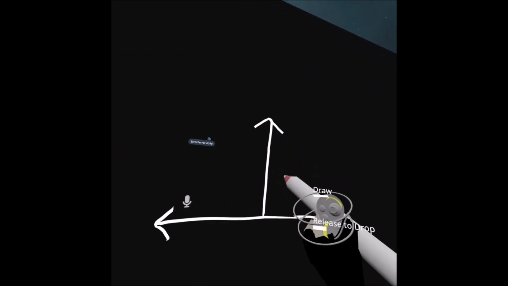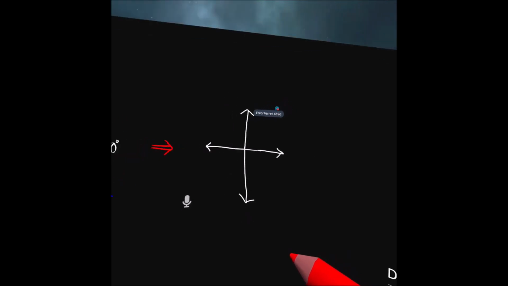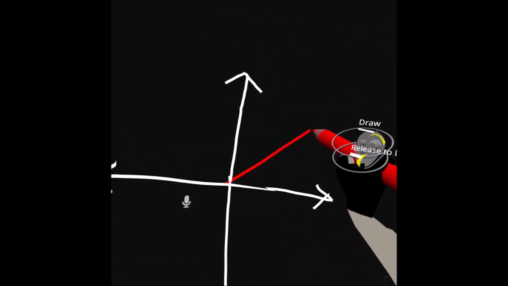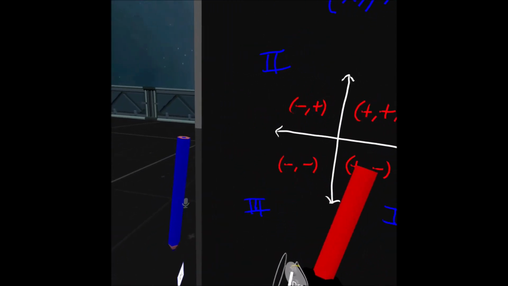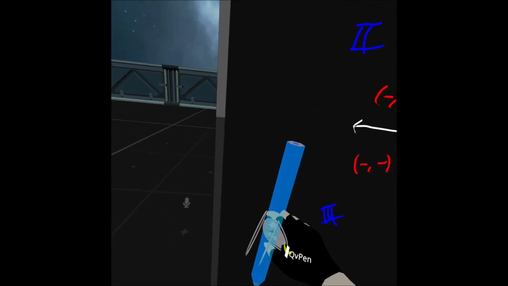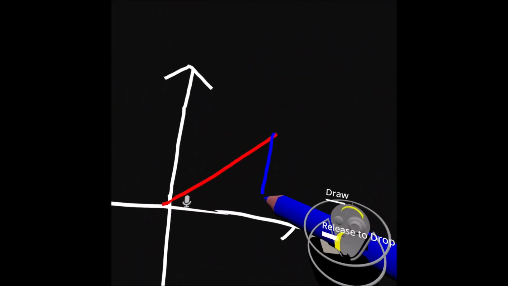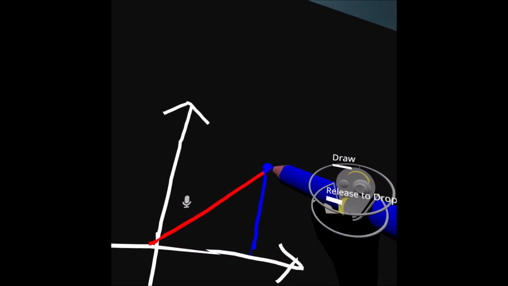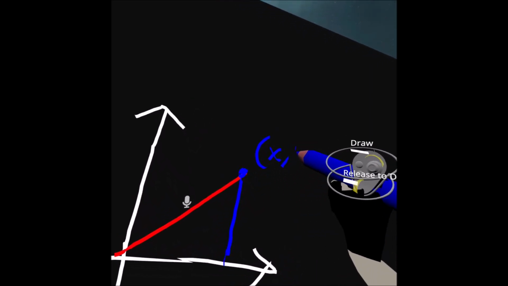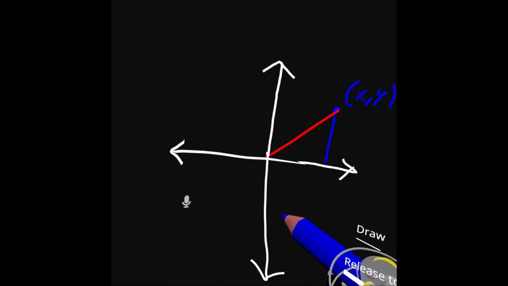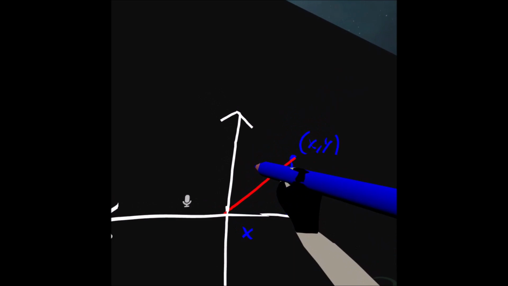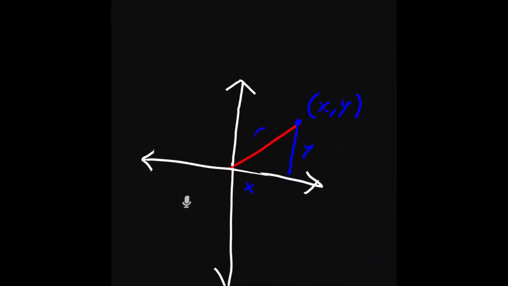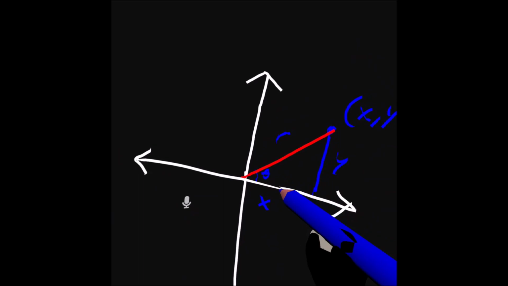We have this graph here. All right, so we're going to recap. We're going to have a terminal arm here. Okay. Then we use this blue pen. So we have this point here, which is for some x, y point. Then x is here, y is here, and this is called r, the radius. And this is the angle here.